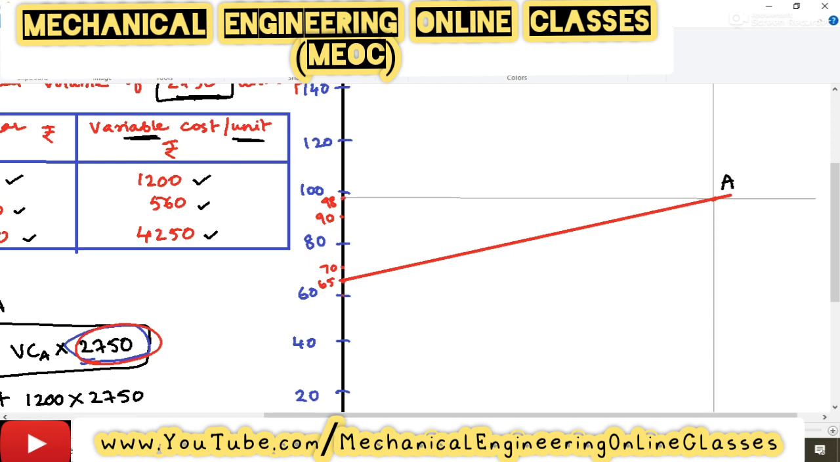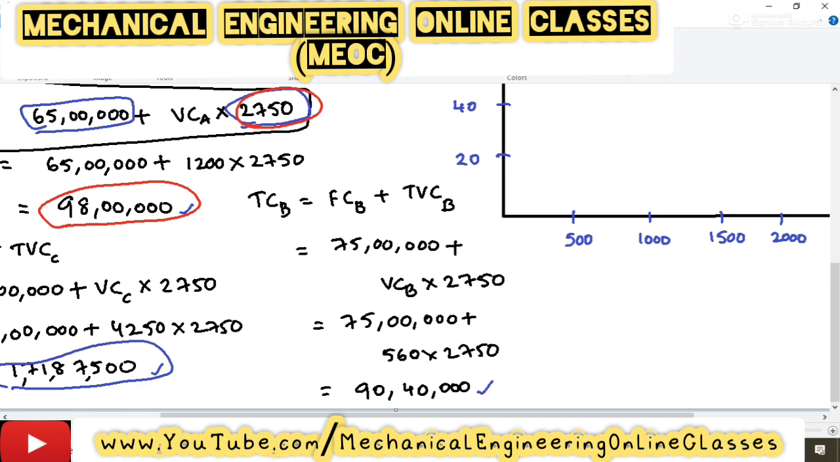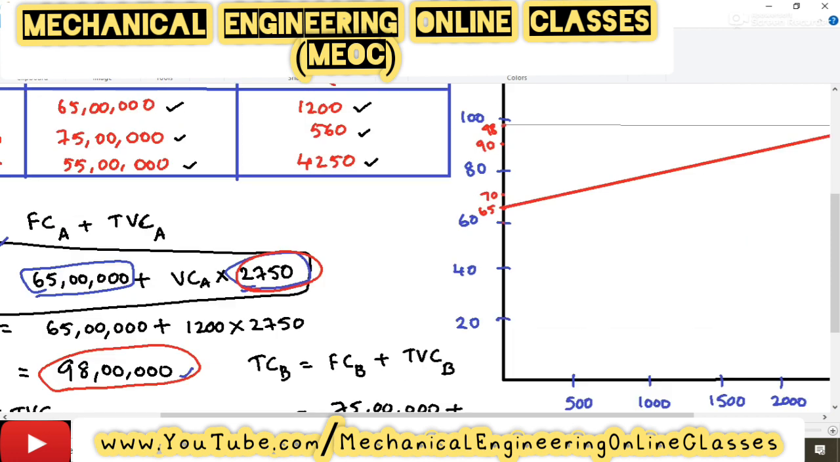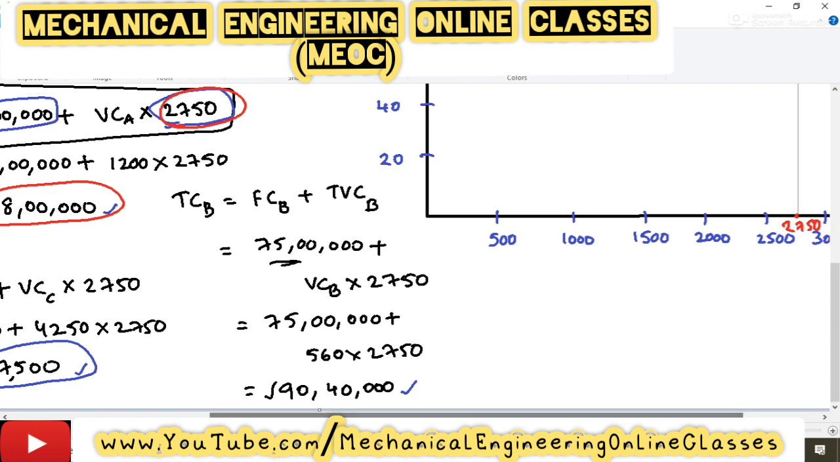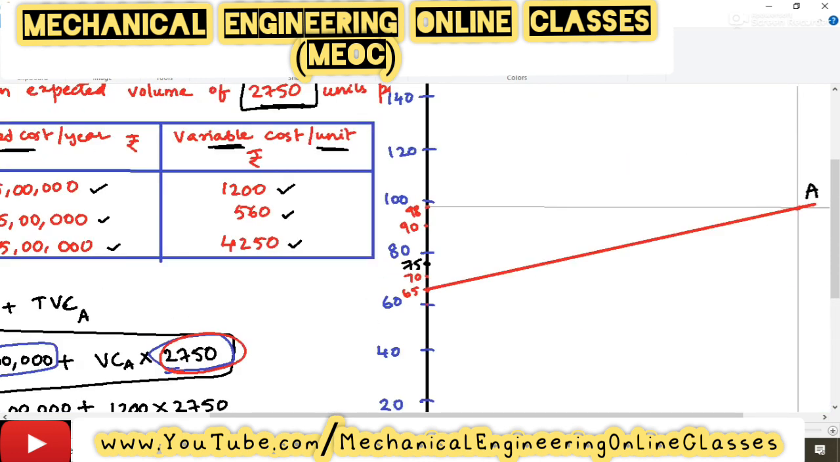Similarly, I will draw the total cost line for site B. So the y-intercept of site B is 75 lakhs. So we will choose 75. We will locate this point. 75 is here, and the total cost is 90 lakhs 40,000. So we will mark 90 lakhs 40,000 on the y-axis again, somewhere here.